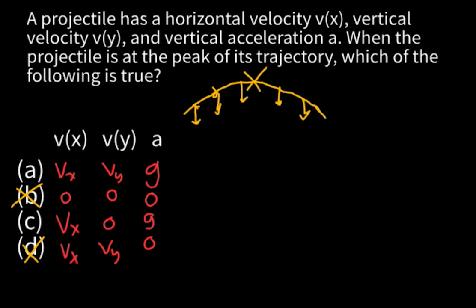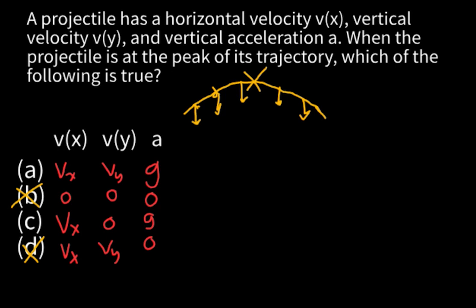Now, this is a projectile, which means it's in free fall, and that means the only force acting on it is due to gravity. There is no horizontal force of gravity for this projectile. So that means its horizontal velocity is going to remain constant, which is true in choices A and C.